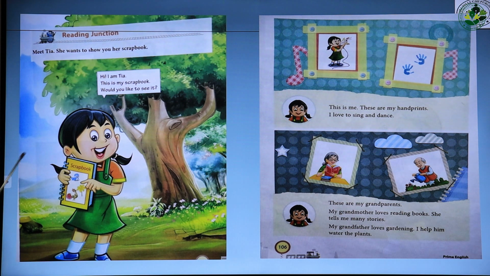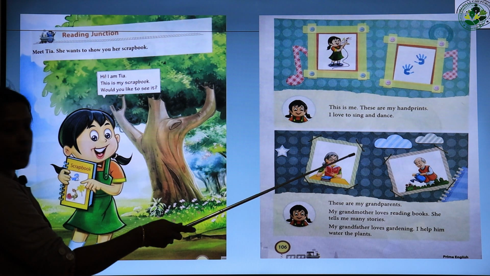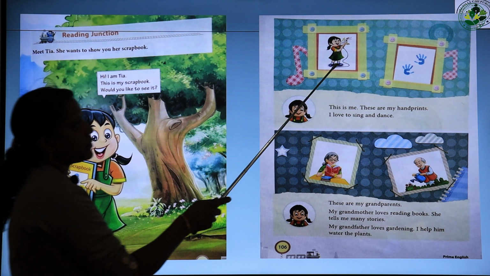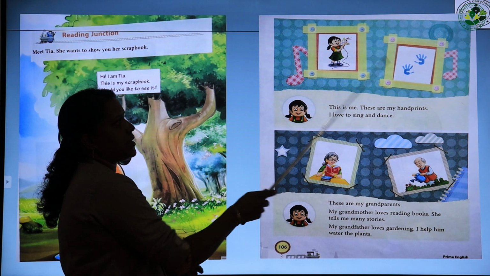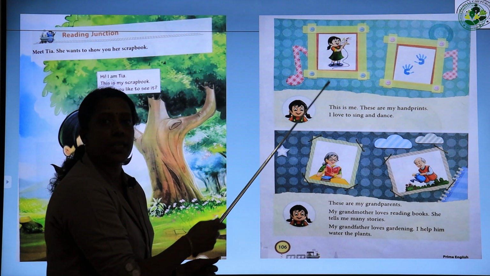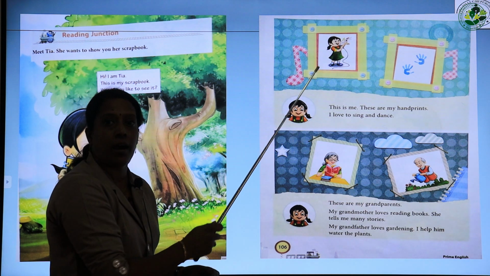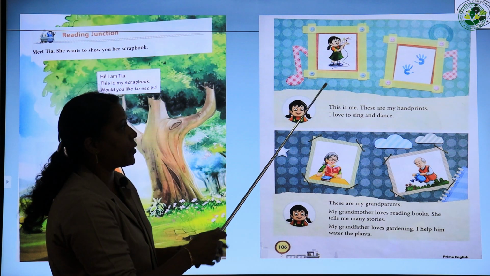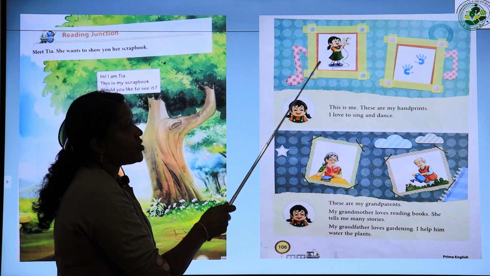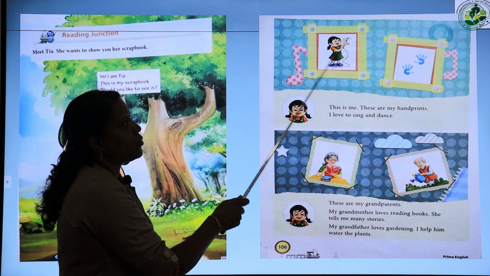Okay. And this is the next page. Listen. Look at the picture. These are the pages of Tia's scrapbook. Look at the first page. Who is here?